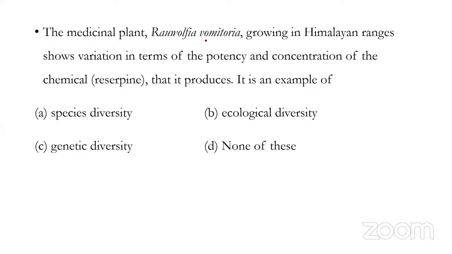A medicinal plant, Rauwolfia serpentina, growing in Himalayan regions shows variation in terms of potency and concentration of a chemical called reserpine that it produces. It's an example for what? I can see many of you responding with answer C. Very good. The answer should be C.